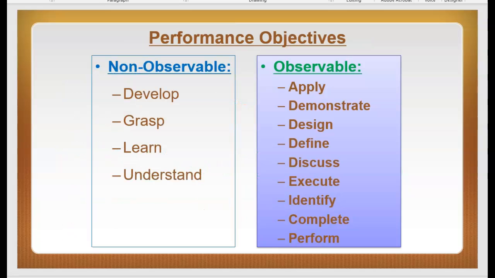All right. So let's talk about the language of performance objectives briefly. There are non-observable words. We want to stay away from these. Develop, grasp, learn, and understand. Those are really hard to observe or assess. Observable words in your performance objective would be words such as apply, demonstrate, design, define, discuss, execute, identify, complete, or perform. These are things in a PE class that students can actually do, and you can observe them and then set up some assessment to be able to see if the students were able to do them.